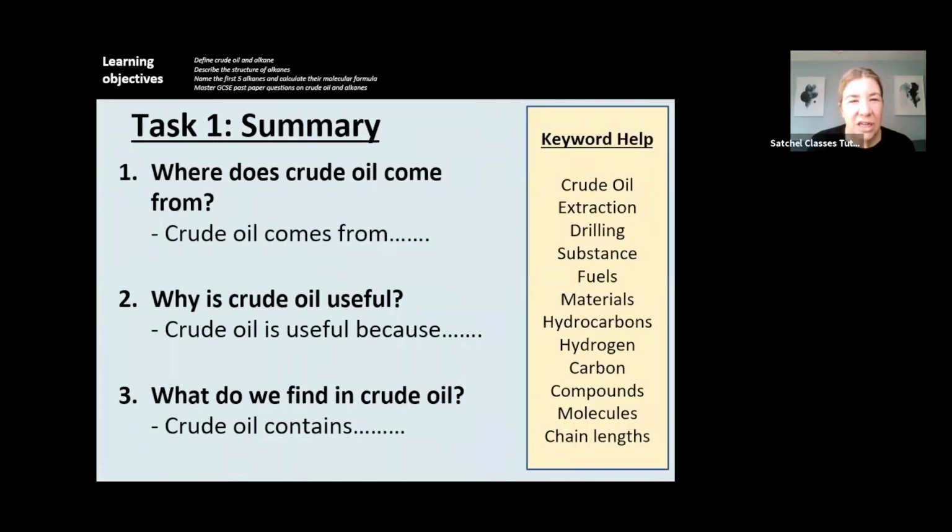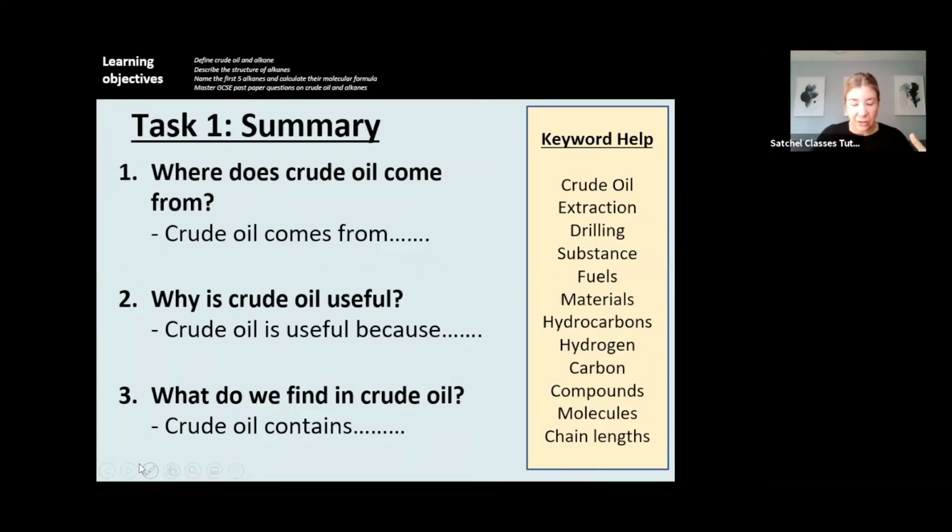So there is a little summary if you'd like to make sure that you have everything in your notes. There are three questions: where does crude oil come from, why is it useful, and what do we find in crude oil? If you're looking for a bigger answer to the bottom question, I would suggest you look at the lesson on fractional distillation, because that lesson is all about how we separate crude oil into useful fractions.